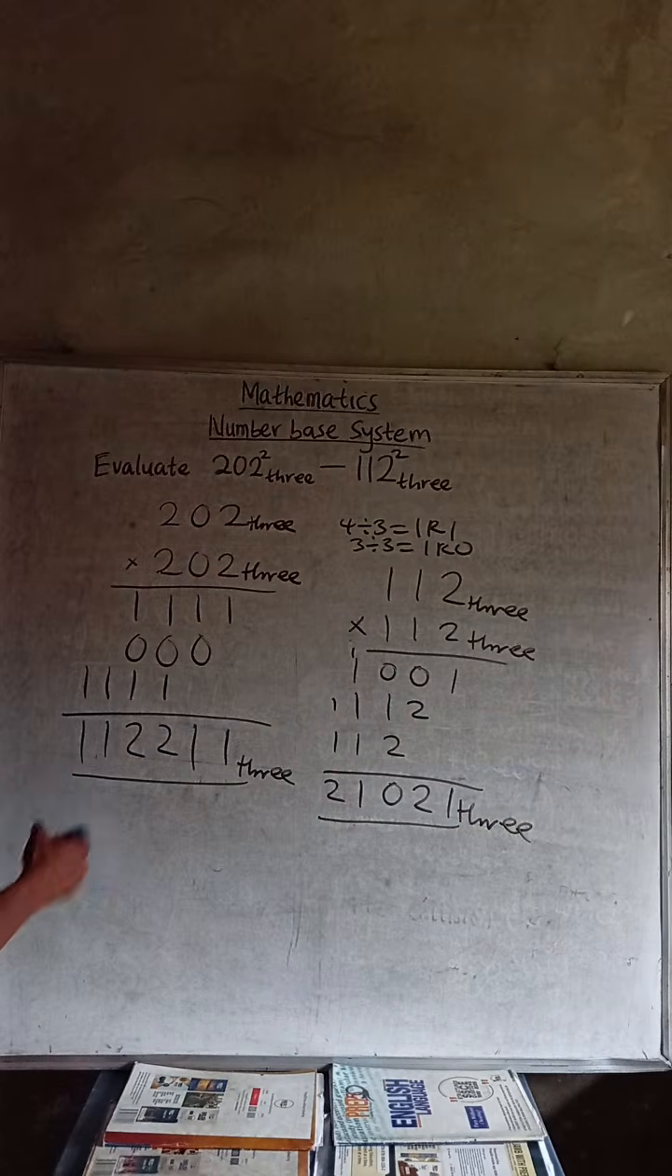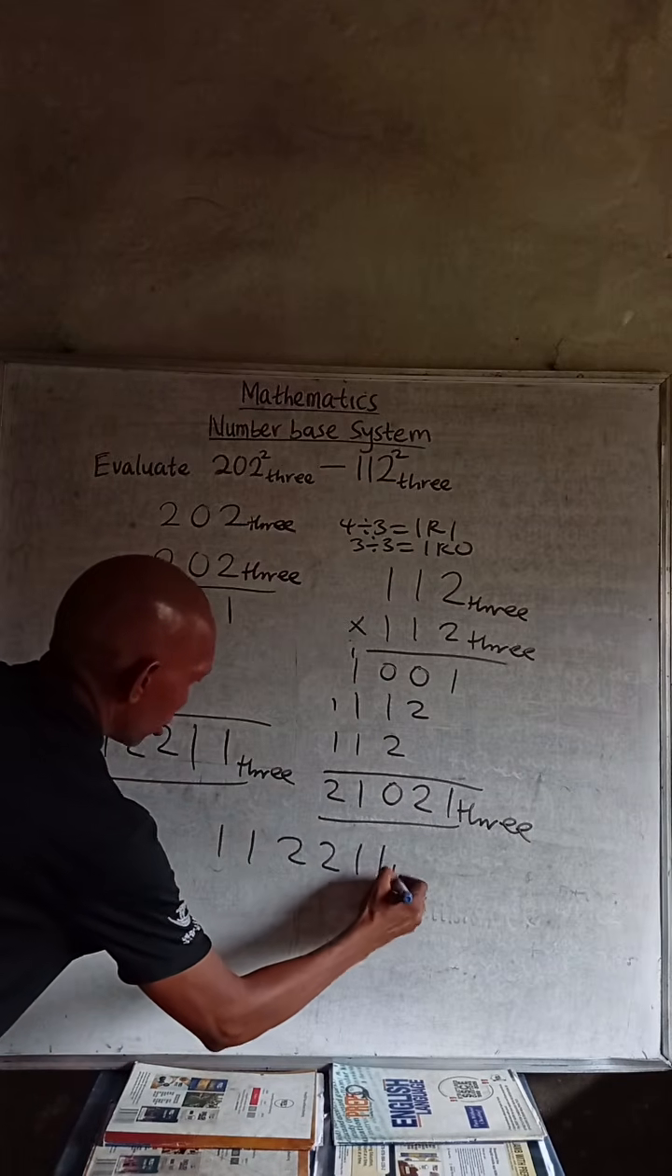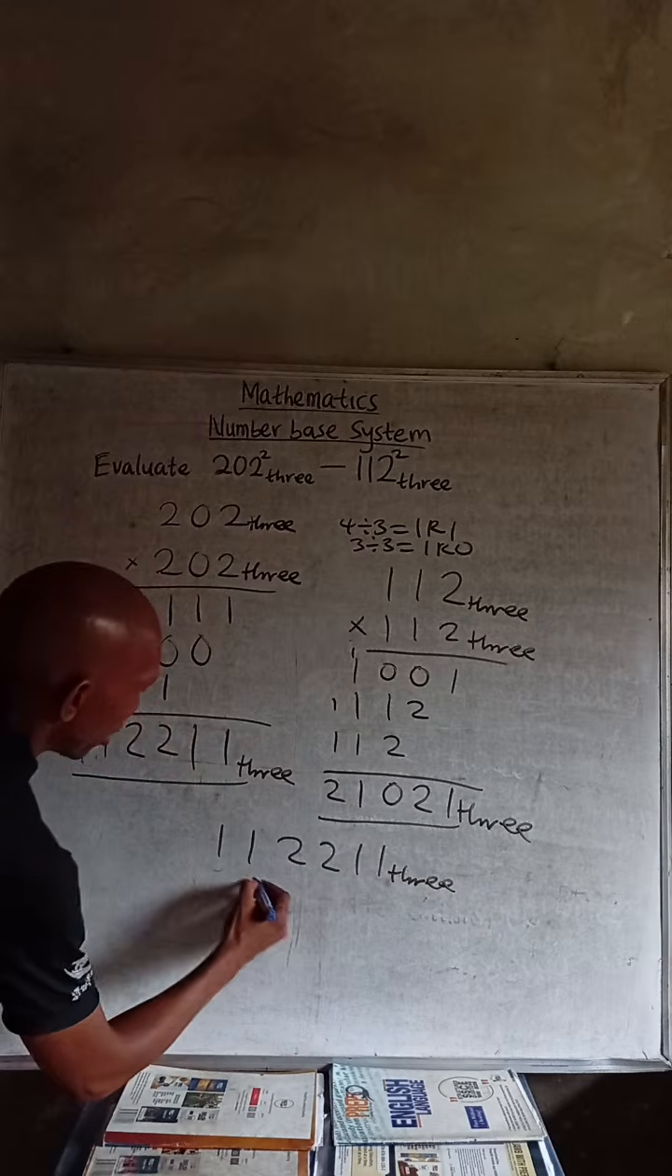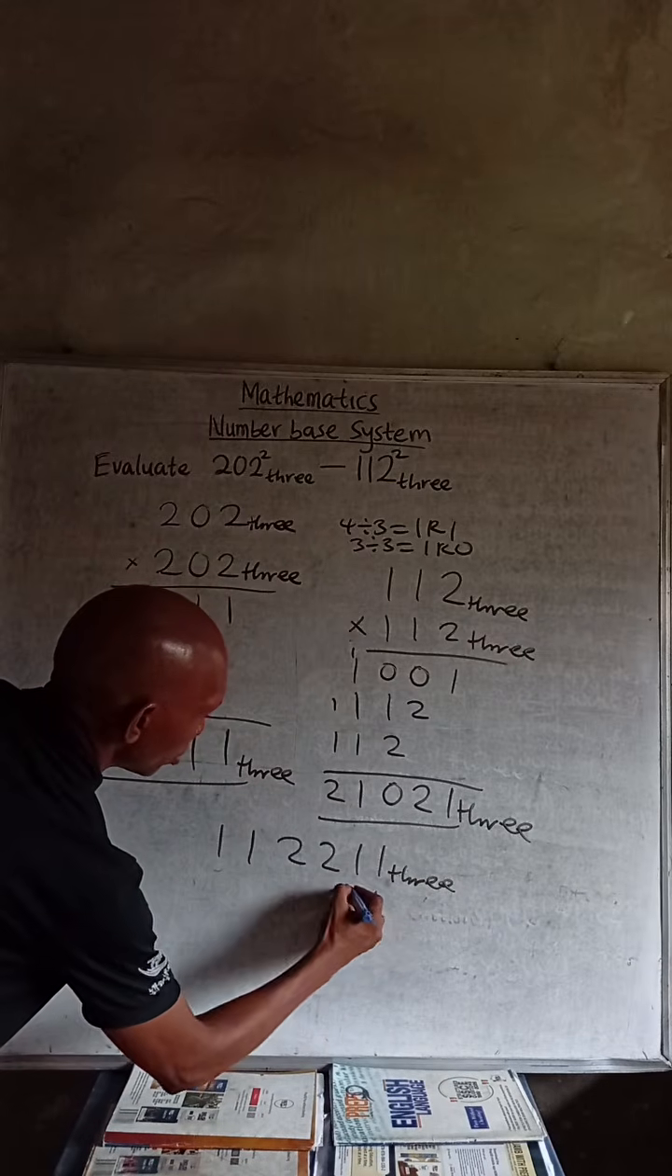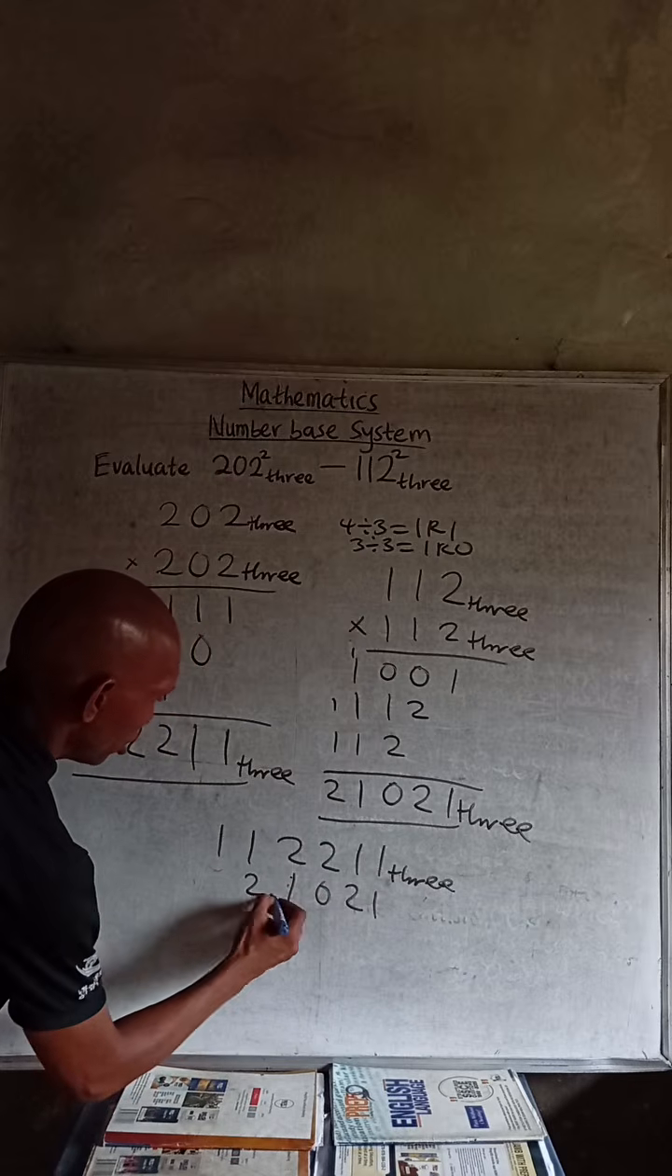3. It's time to do the subtraction. We have to do the subtraction as quickly as possible. So we have 1, 1, 2, 2, 1, 1 base 3, minus 1, 2. We have to arrange this properly.